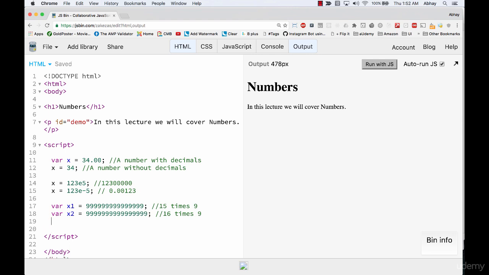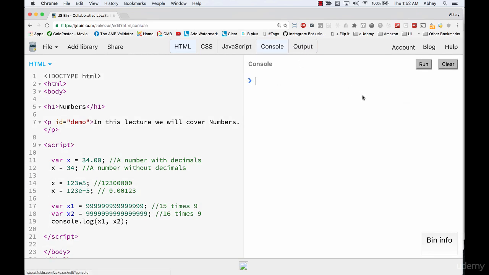So let's try to do a console.log. Let's do x1, x2. Let's just close this output, we don't need it anymore. Let's open the console, clear it, and run it. The first output that you see is 15 nines, which is accurate, what we gave in for x1. However, the next output seems to have 17 digits and it has been incremented by 1.